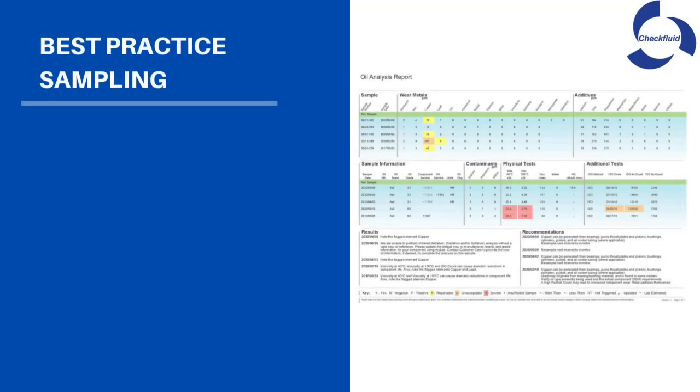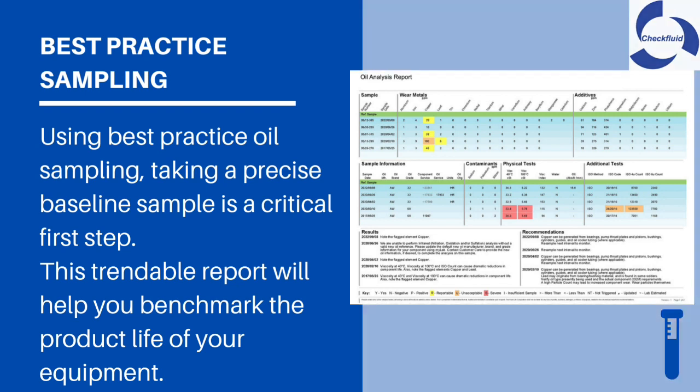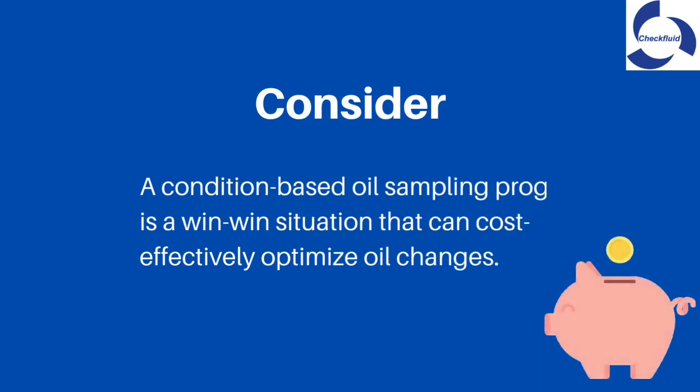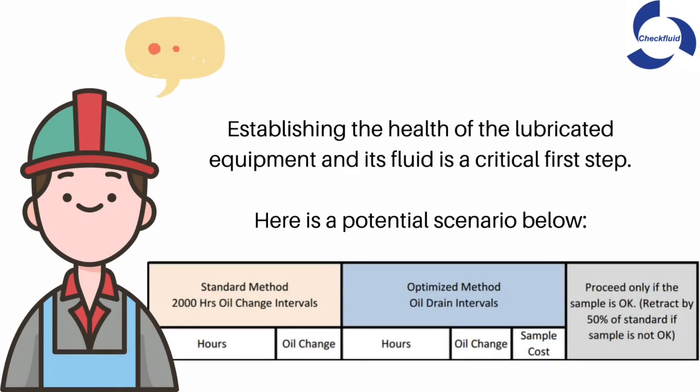You must start off with a good baseline sample, assuming that you've got a good baseline on your oil. This trendable type of report will help benchmark and give you some very good data. So consider an oil sampling program that can cost effectively make these to change the approach. Establishing the health of the lubricated equipment and its fluid is a critical first step.